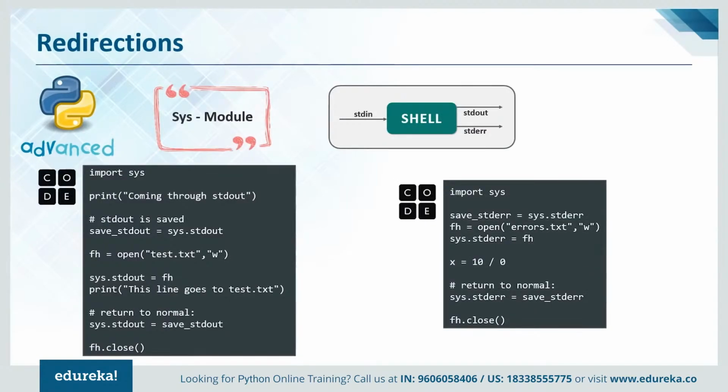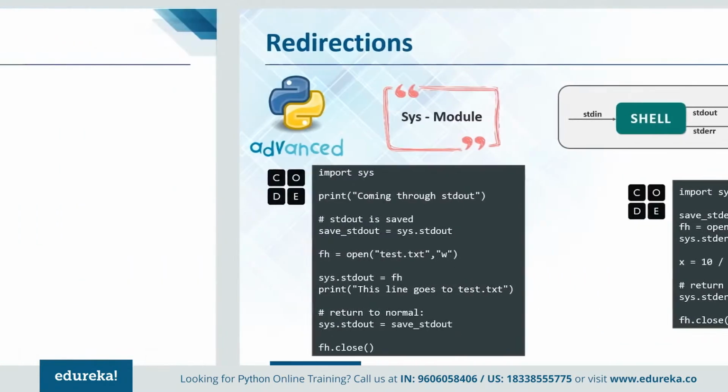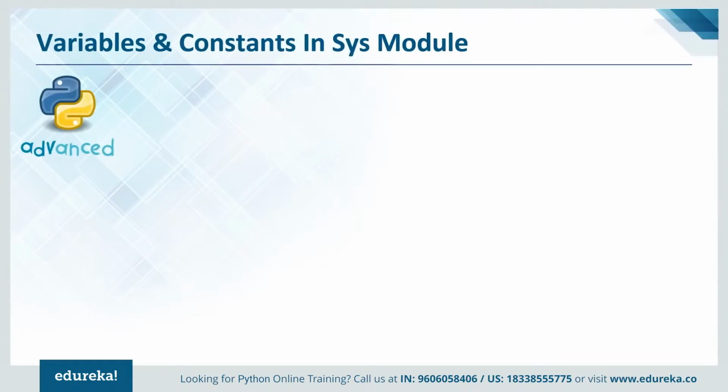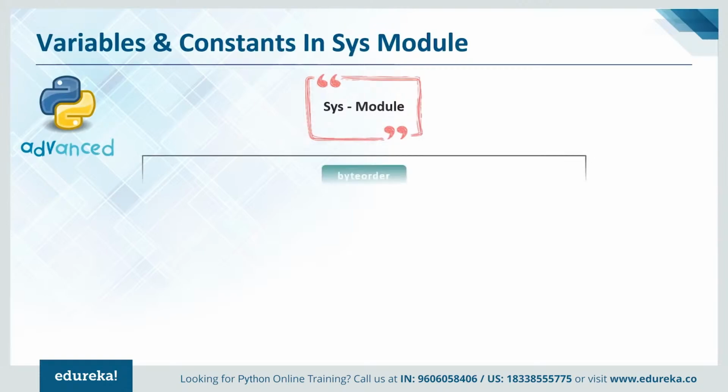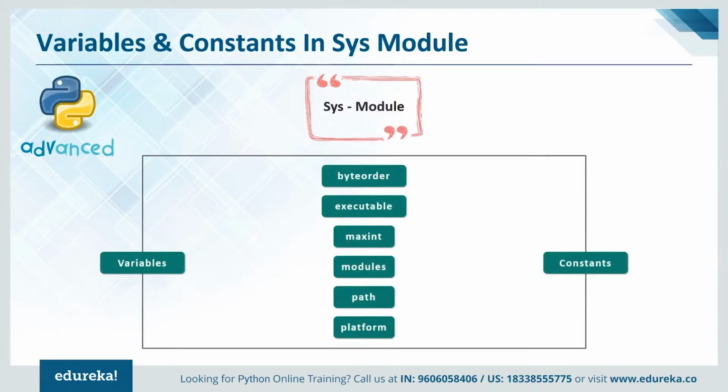Check out the following example. Here I show how you can redirect the standard errors into a particular file. It's almost simple, and all we're doing is using sys.stderr to save the error state of that particular case. Simple, right? So next, let us check out some interesting variables and constants that are present in the sys module. Guys, you have many here, and let me try to quickly walk you through a few.